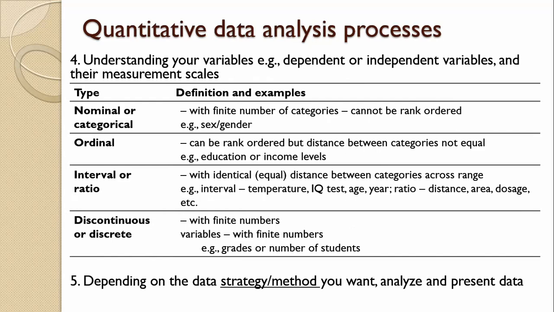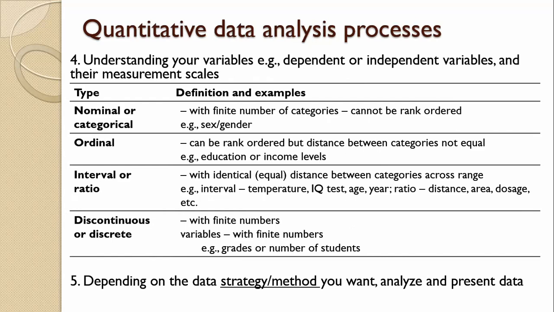So in this case, one can be a male or a female, or if you want, you can consider these other categories of gender that we have in the modern world. But the general ones are male and female. So that is categorical. Or you have ordinal, which can be rank ordered, but the distance between categories is not equal.